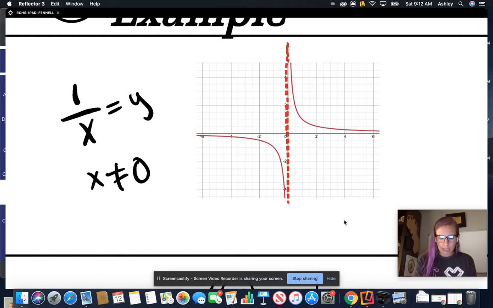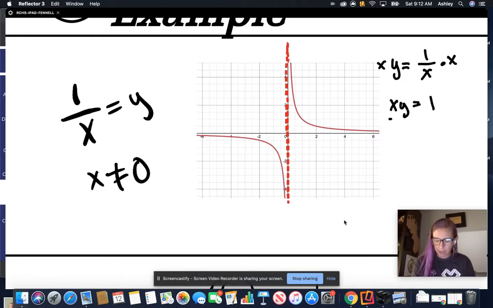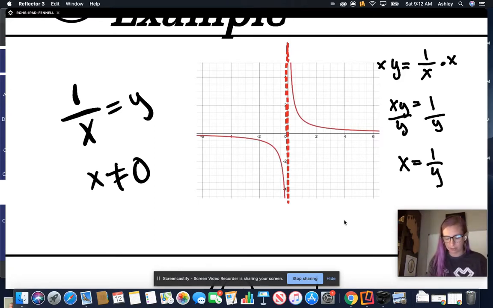And then also, if you think about y, if we have y equals 1 over x and I wanted to solve that equation for x instead of y, I would multiply by x on both sides and get xy equals 1, and then I'd divide by y and get x equals 1 over y. Therefore, we have another problem. We can also not have a value of y that is 0. So y is not allowed to be 0 either. So what we get here is another asymptote.